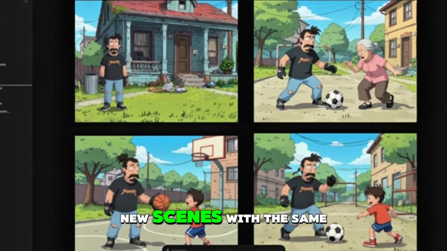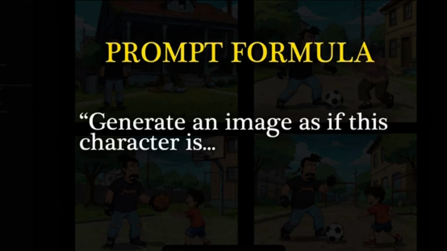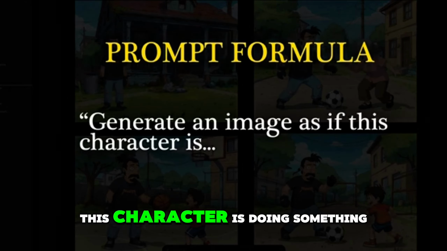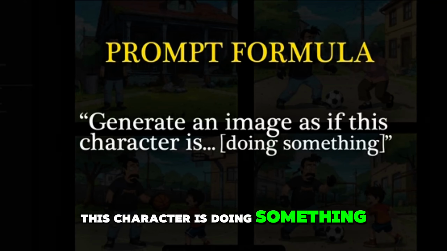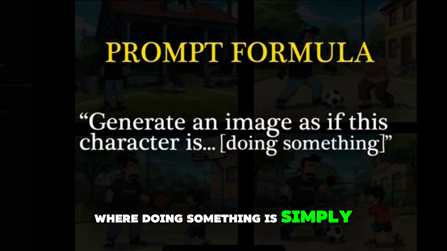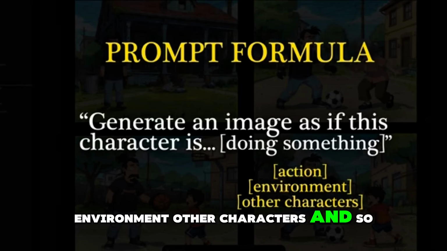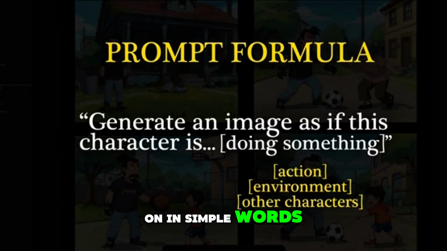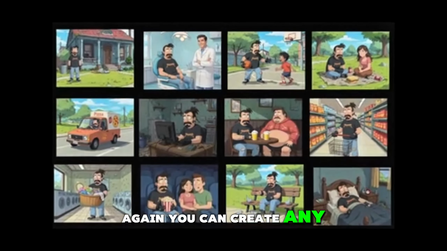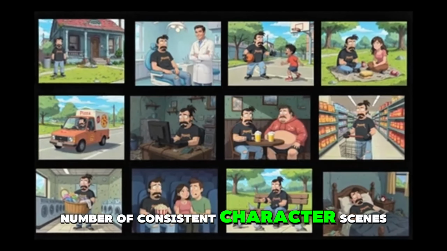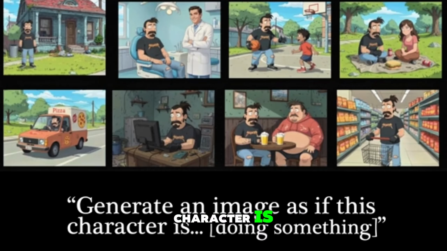All we need to do is just use this prompt formula. Generate an image as if this character is doing something, where doing something is simply a description of the action, environment, other characters, and so on in simple words. Again, you can create any number of consistent character scenes using this one prompt. This prompt will guarantee you the best results.